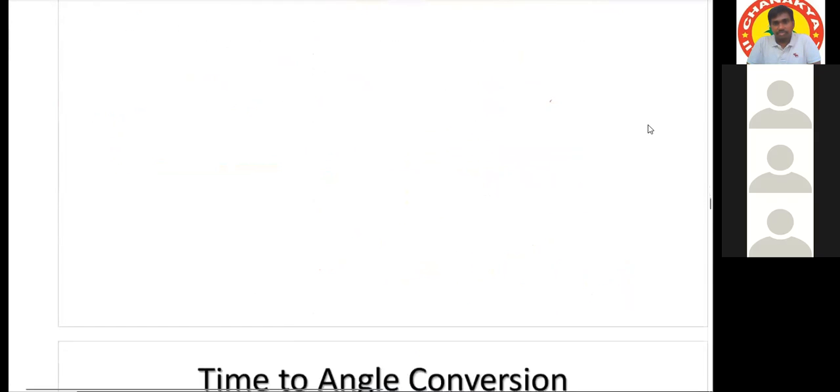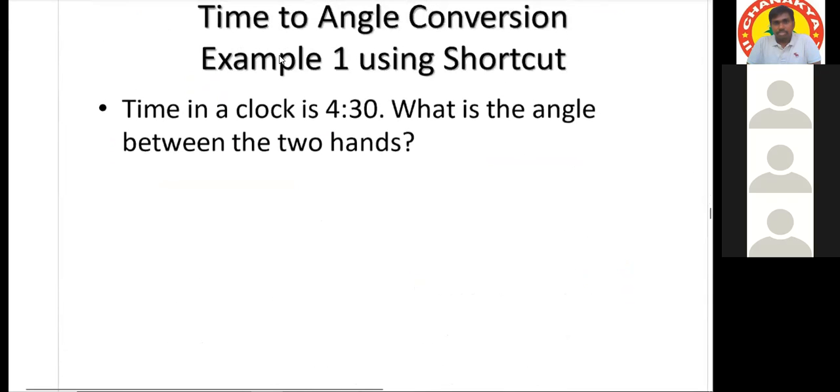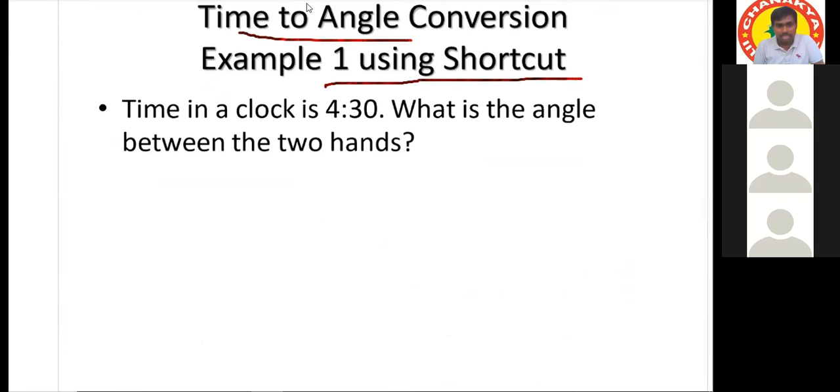The same question. See, time to angle conversion. The same example. I'm using shortcut. Shortcut means without using formula. Can I explain the shortcut method? Yes or no? Yes, sir. Okay, 4:30 is the given time. See, all of you. 4:30 is the given time. Here 4 represents hours and 30 represents minutes. Yes or no?